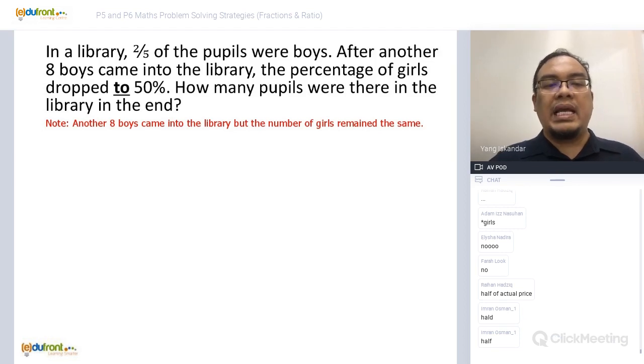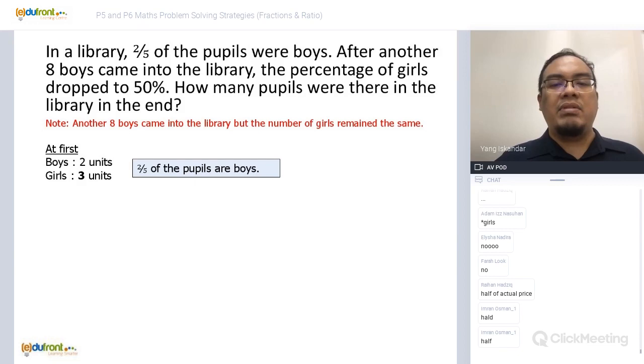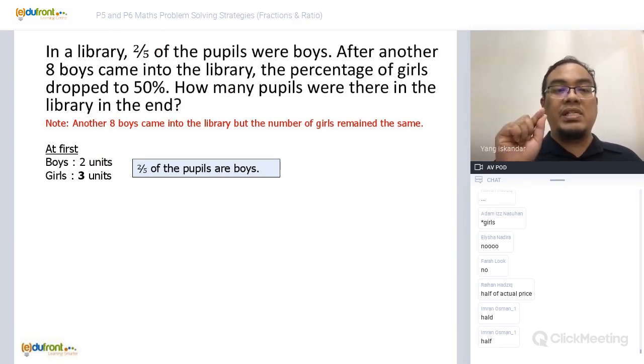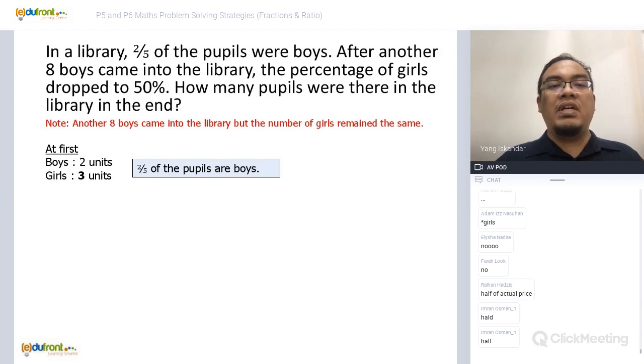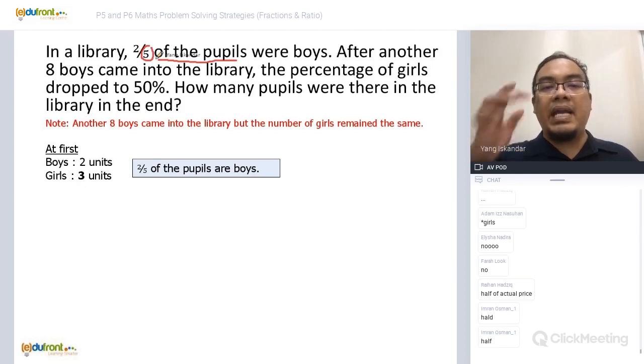So we know that after 8 boys came into the library, the number of girls remained the same, right? There's no change, because only 8 boys came into the library. So we are going to write down the ratio. First ratio, the boys to girls is 2:3. Some of you are wondering, teacher, why 3? Why not 5? You must read the question carefully. The question says that in the library, 2/5 of the pupils were boys. So these 5 units represent the total number of pupils, including the boys and the girls. If the boys is 2 units, the girls must be the balance 3 units.